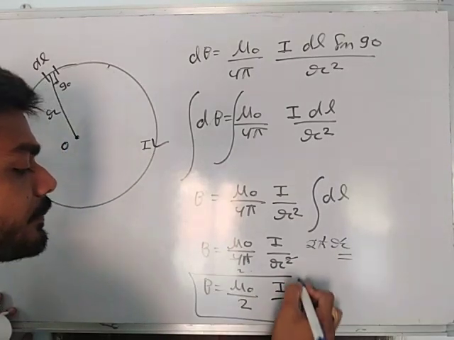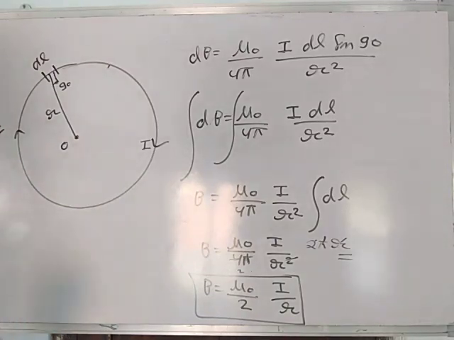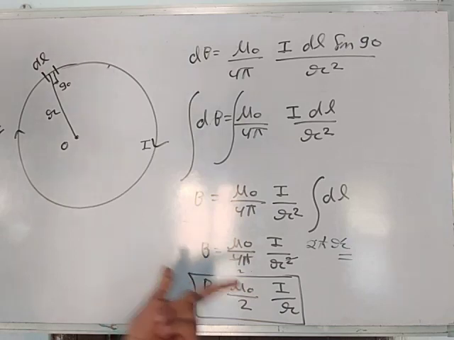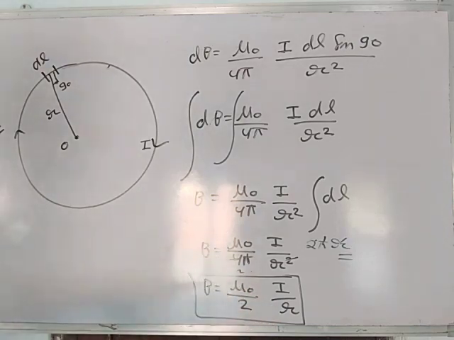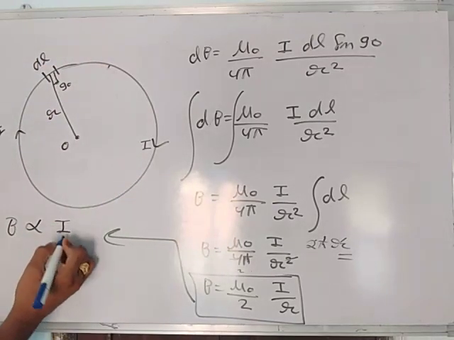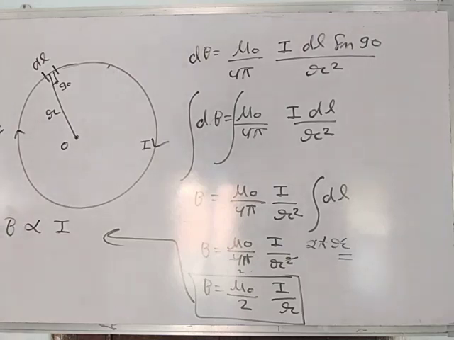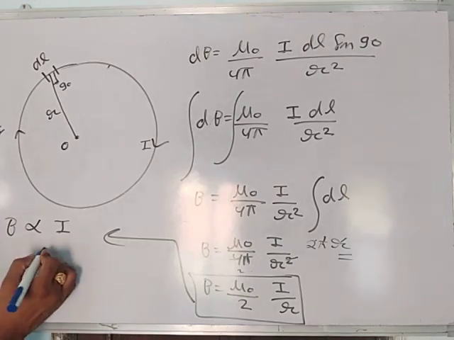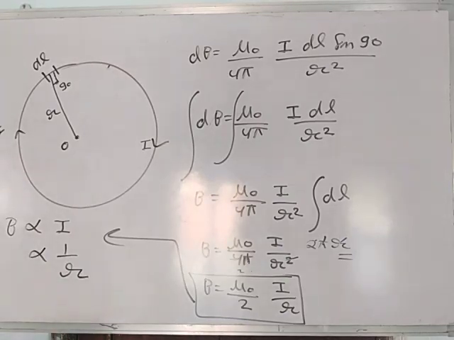Most important result. This is the result of the magnetic field at the center of a circular loop. You can note down this result. This is a very important result, and we get a conclusion from here that the magnetic field for a circular loop is directly proportional to I. More I, more strong field, and it is inversely proportional to r. For a smaller radius, the field will be strong. For a larger radius, the field will be weak.